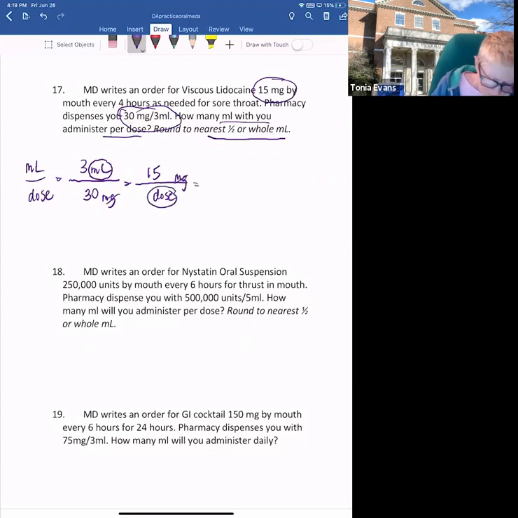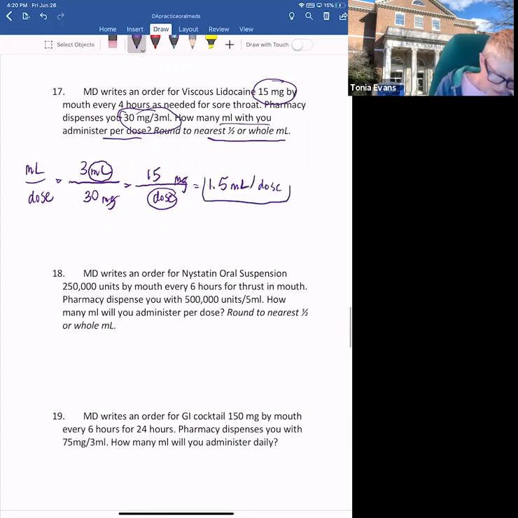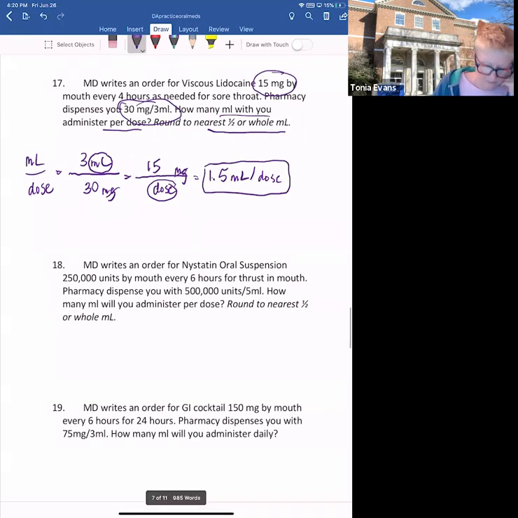Okay, so we have 3 times 15 divided by 30 equals 1.5, and my rounding rule says what? Round to the nearest half or whole milliliter. So I'm already at the half. I don't need to round it. So I've got 1.5 milliliters per dose. All right.